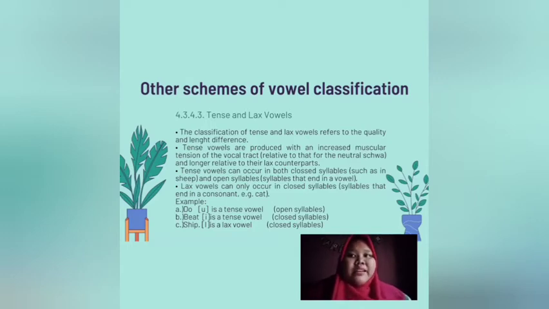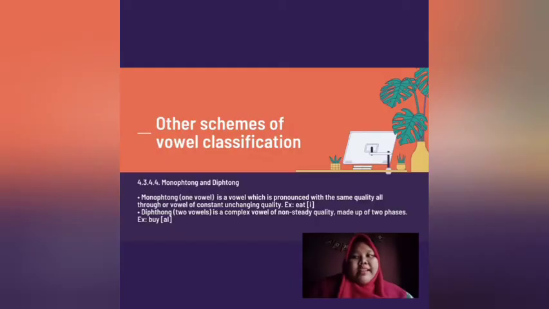Practically, to determine whether a vowel is tense or lax is by checking whether or not it can occur only in closed syllables. Tense vowels can occur in both closed syllables, such as in sheep, and open syllables. Open syllables are syllables that end in a vowel. And then lax vowels can only occur in closed syllables. Closed syllables are syllables that end in a consonant, for example, cat.